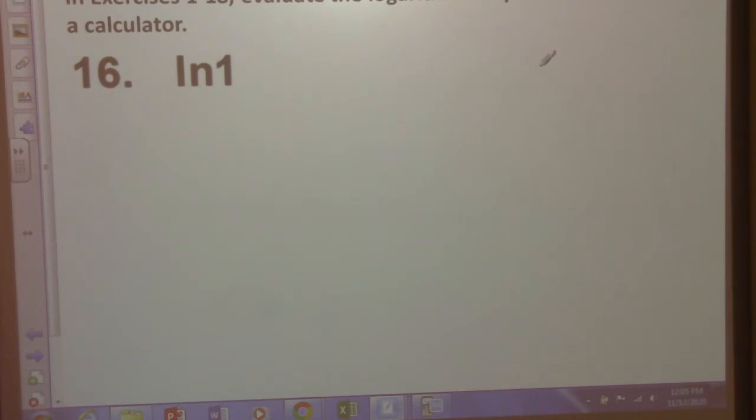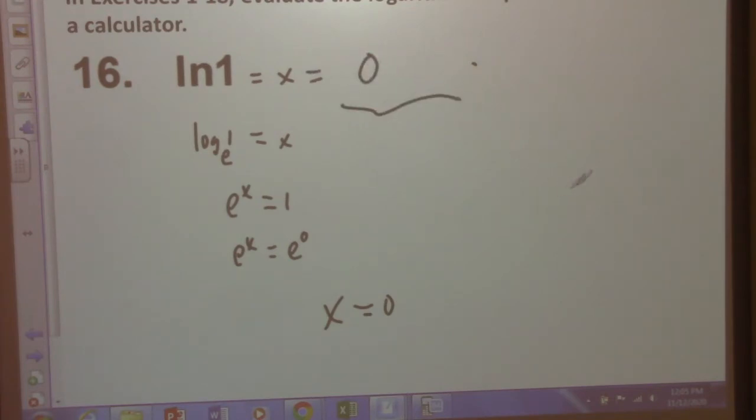Zero. So if she sets this equal to x, then we have log base e of 1 is equal to x, then e to the x is equal to 1, and we can rewrite this as e to the x equals e to the 0, because e to the 0 power is 1, and x is equal to 0, so 0 is our answer here. Is that how you did it?